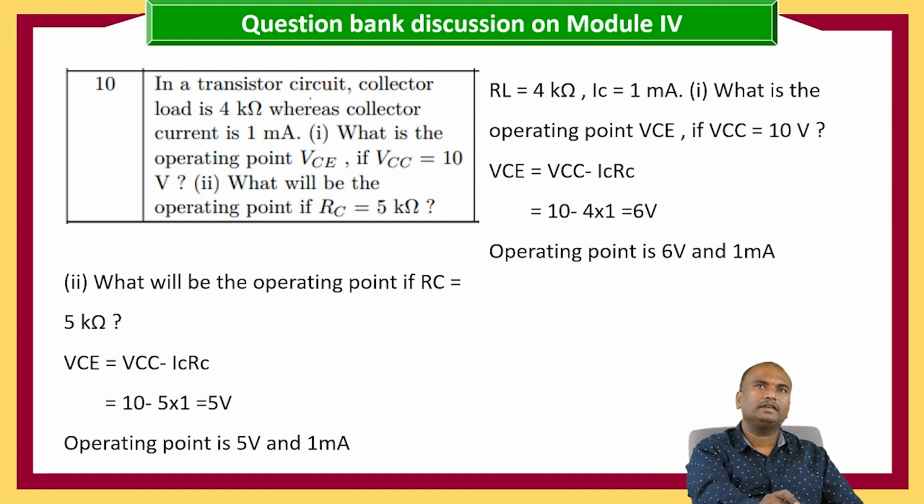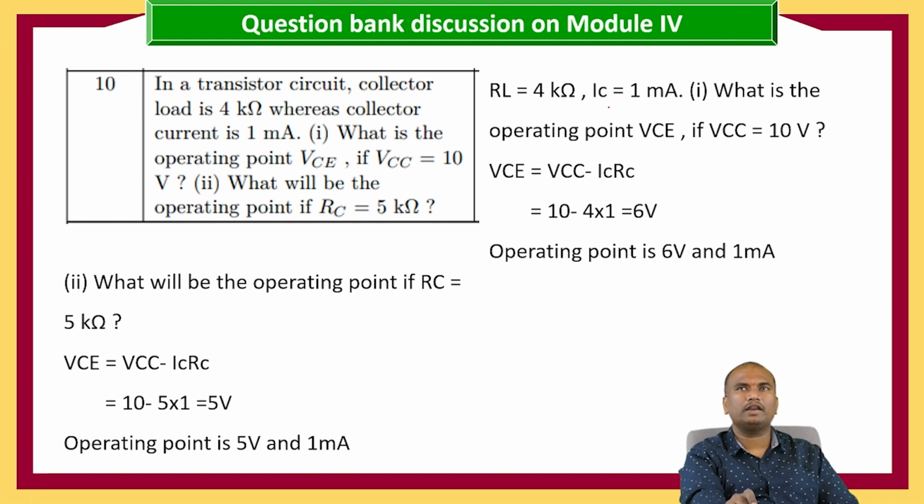The next problem is, in a transistor circuit, collector load is 4 kilo ohms, whereas the collector current is 1 milliampere. First we need to calculate what is the operating point VCE if VCC is equal to 10 volts, and what will be the operating point if RC is equal to 5 kilo ohms. Now let us take the given data. Here RL is equal to 4 kilo ohms and IC is equal to 1 milliampere. What is the operating point if VCC is equal to 10 volts?